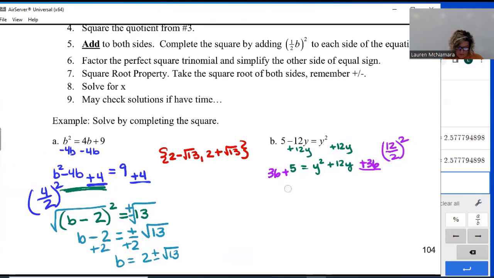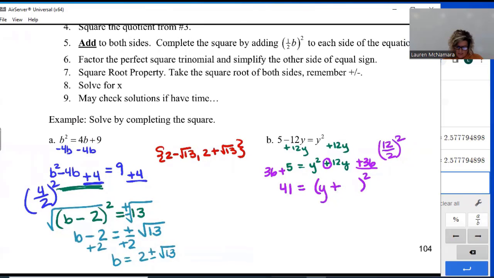So now I have 41 is equal to... my whole point for doing that is so that I can write it as a binomial squared. Y is the first term. My sign is a plus. What did I square to get 36? 6.